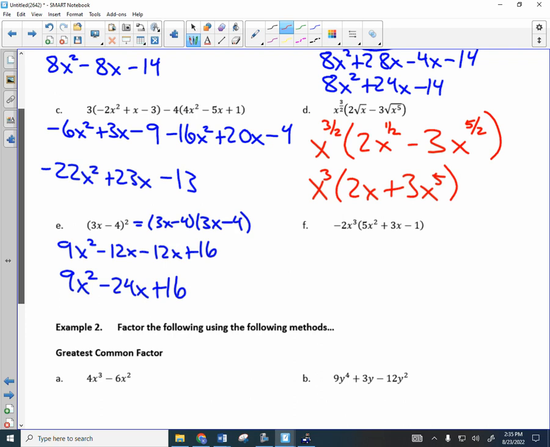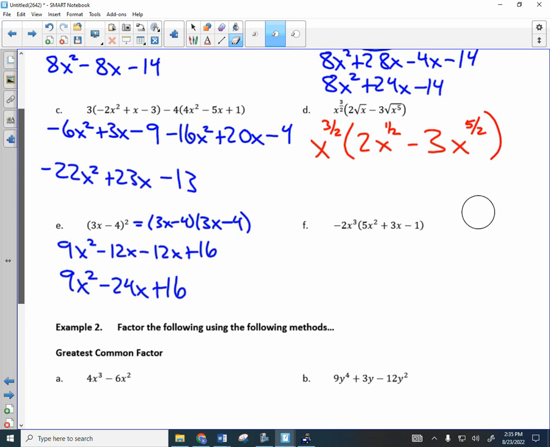Let's add the exponents. So if I add these exponents, I'll end up with 2x to what power? Squared, because it's 4 halves, which is squared. Minus 3x to what power? 4th, because it's 8 halves or 4. Good. See that little trick?